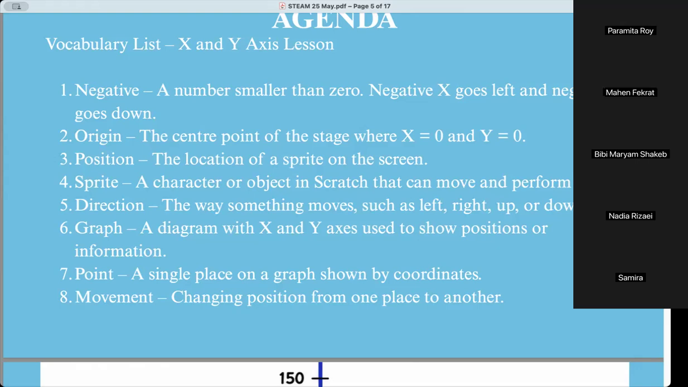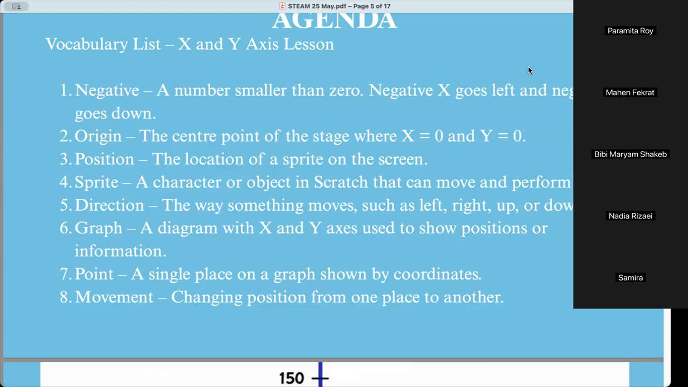Can I just try to unpack it a little more? While we talked about the origin being the point where the value of x and y is 0, right at the center, the position is the location of a sprite on the screen. So if someone asks you, what is the position of the cat? Now you have to use this vocabulary to answer the question. We will work it out and it will become very easy for you. Okay, your turn. Next.